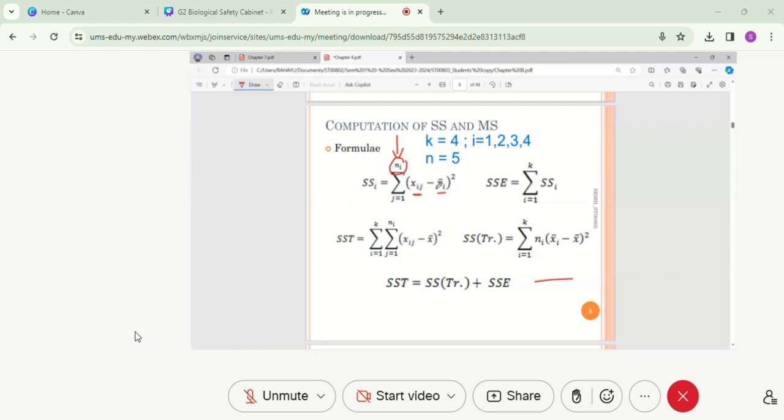So xij minus xi bar, I am referring to the group where it belongs, and j referring to the number of observations within the group. So j equals 1 until ni. If all of the groups have the same number of patients, then ni will be 5. So j equals 1 until 5.